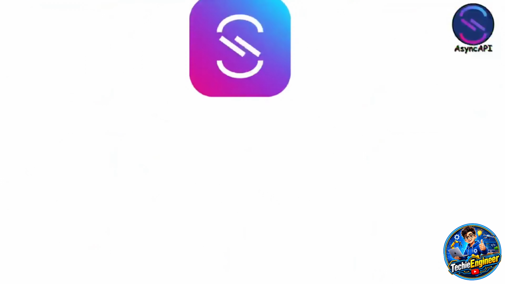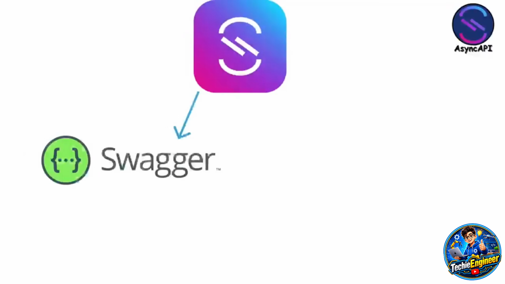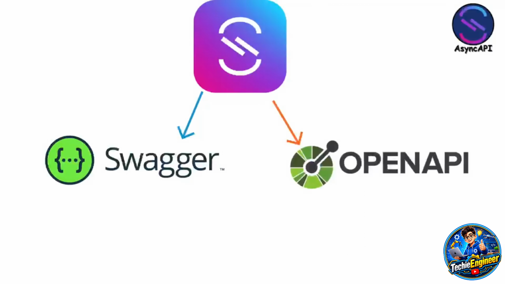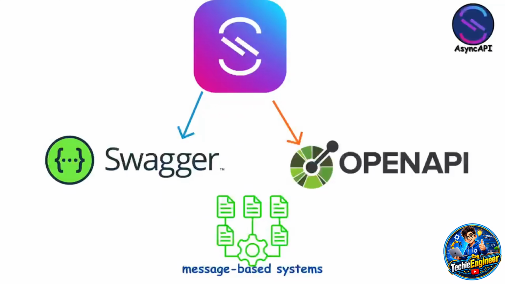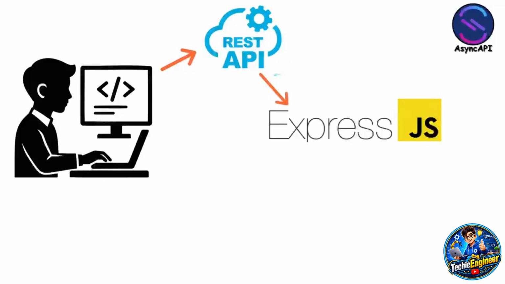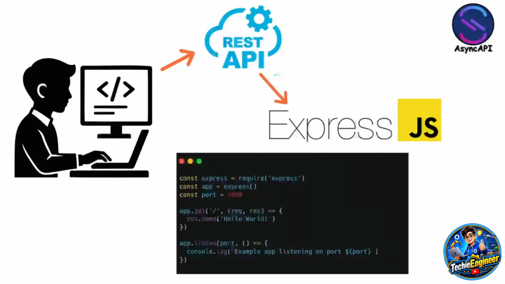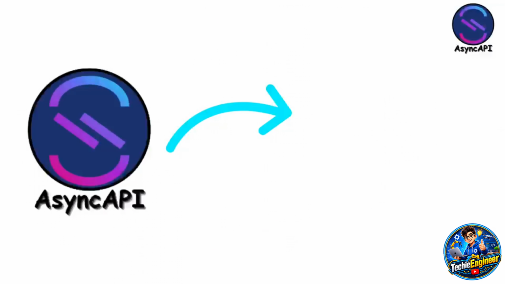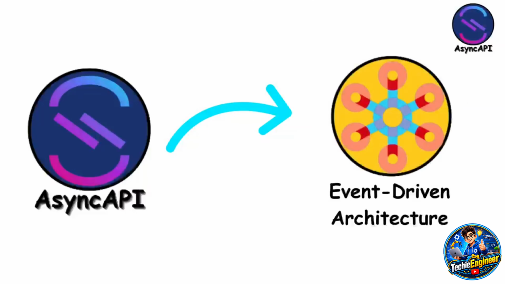Async API. Async API is like Swagger or OpenAPI, but for message-based systems. If you've worked with REST APIs, you know how nice it is to have interactive docs showing every endpoint. Async API does that for event-driven architectures.